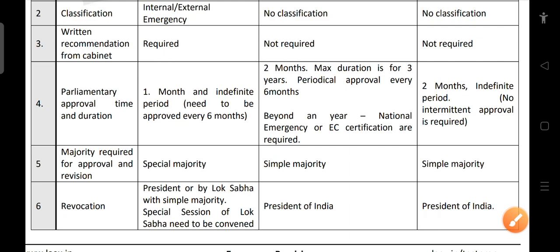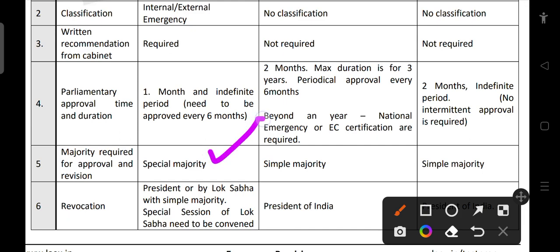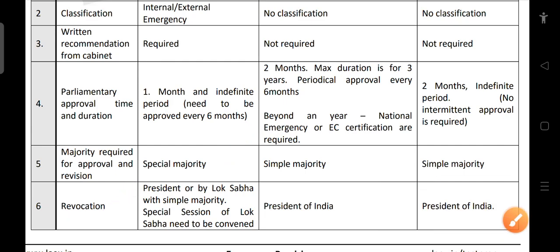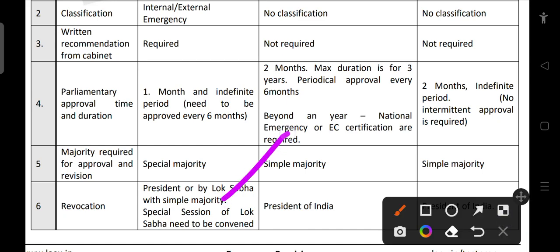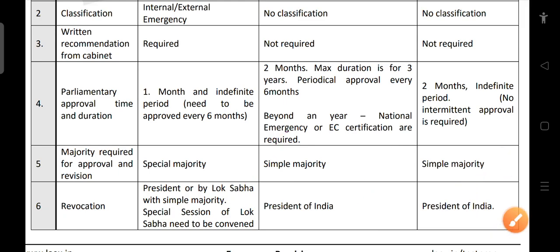And the majority required for approval and revision: we need a special majority only in case of national emergency. For these two, it's a simple majority only. Then in case of revocation, the President or the Lok Sabha with simple majority can do it. Here the President can do it, and even here the President only can do it. But national emergency can be revoked even by the Lok Sabha by simple majority.